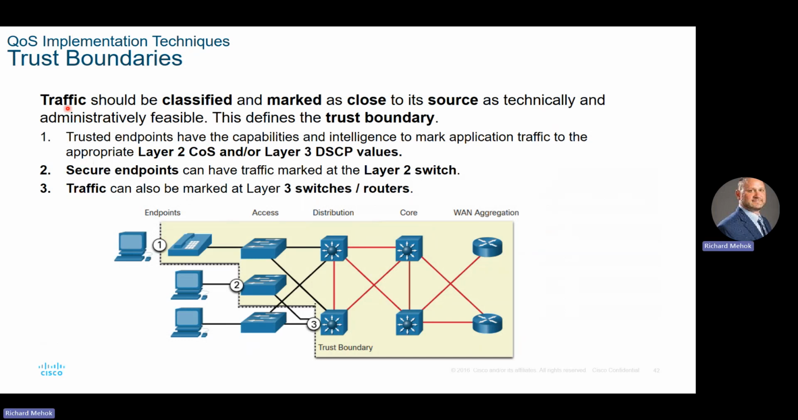So when we have traffic, we classify it and mark it closest to the source, at a trusted boundary. So layer 2 class of service, and/or layer 3 DSCP values. The secure endpoints can be marked at layer 3, or at a layer 2 switch, and traffic can also be marked at layer 3 switches and routers. If we look here, we can see that the phone is trusted because it's within the network. This switch is untrusted. So you can see where the trust boundary exists.